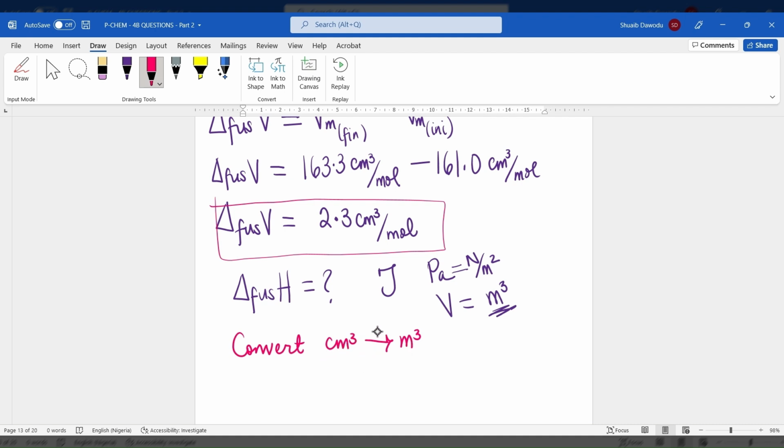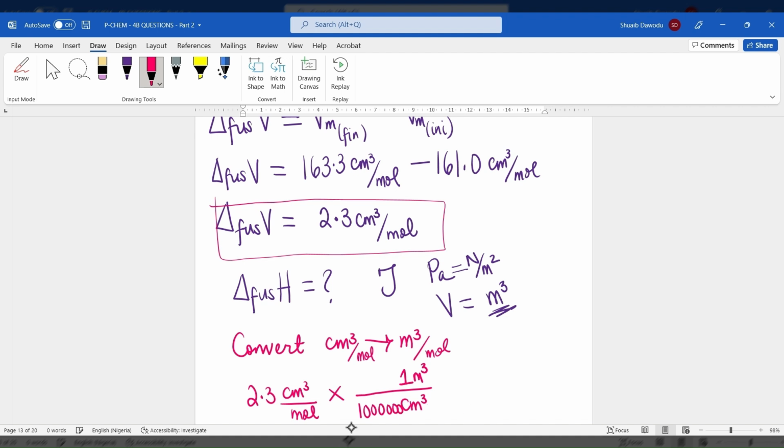So we're going to go now from centimeter cube to meter cube for the change in molar volume of fusion. So centimeter cube per mole to meter cube per mole. That would be 2.3 centimeter cube per mole. I'm going to be using dimensional analysis to do the conversion. We have centimeter cube at the bottom, we have meter cube up top. To do that, we know that 1 meter cube is going to give you 1 million centimeter cube.